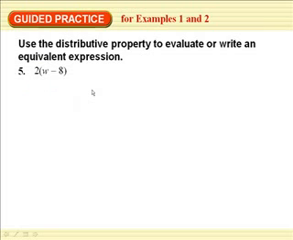Yep. Okay. So this one, because it has a letter in it, we're not going to be able to finish it all the way. We're going to take 2 times w, which is 2w, minus 2 times 8, which is 16. And we cannot do anything any farther because those are not like terms. Remember, there are two terms there, the 2w and the negative 16. They are not alike.